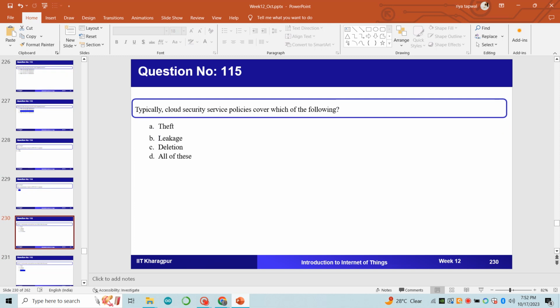Next question is, typically cloud security service policies cover which of the following? Options are theft, leakage, deletion, all of these. Anyone? No? So correct option for this is all of these.